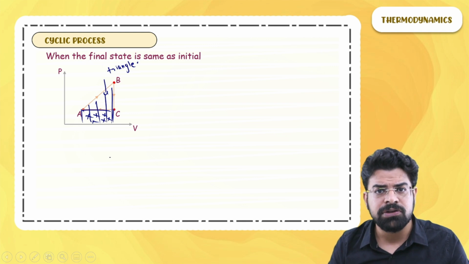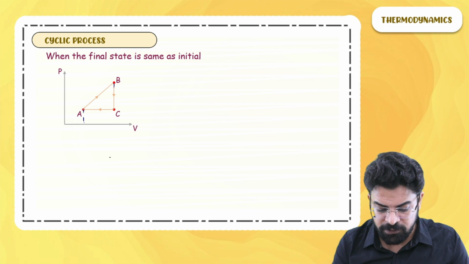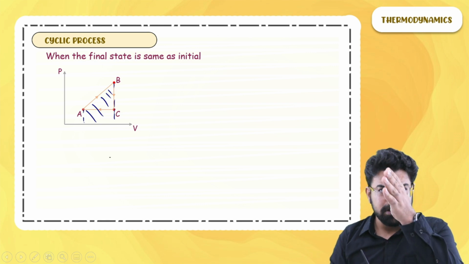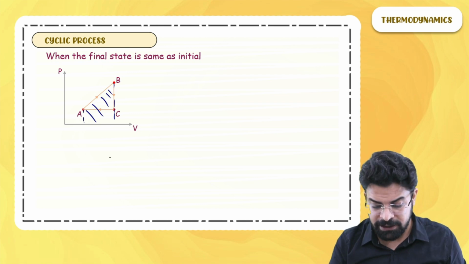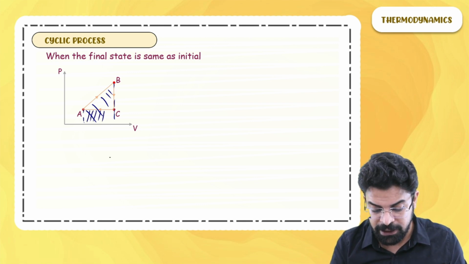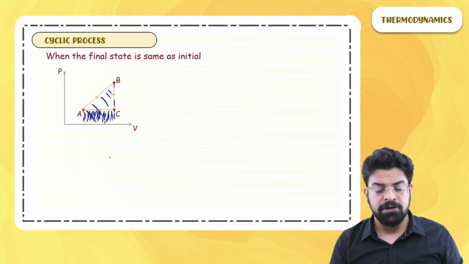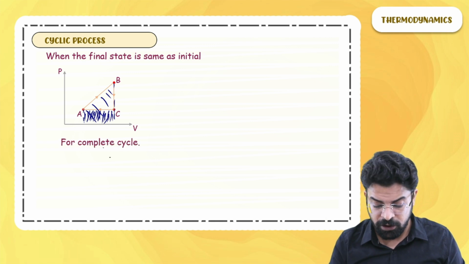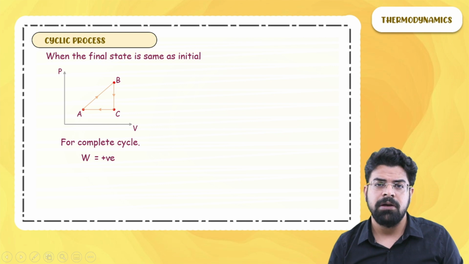Now, if somebody asks you what is the sign of this net work done, you will say during the expansion from state A to state B, the work done is positive as the volume increases. During the process B to C, no work done, it's isochoric process. During the process C to A, there is a negative work done equal to the area of this rectangle. So the net work done during the entire cyclic process has to be positive. So for the complete cycle, the work done is positive in this case.